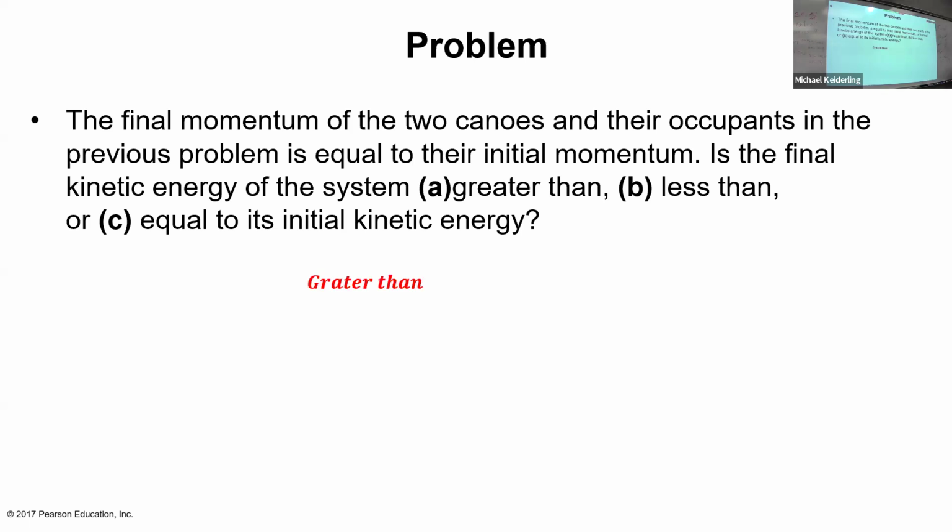It starts at 0, nothing's moving, and afterwards stuff is moving, so there is kinetic energy. So it goes from 0 to something. So it's greater than the initial kinetic energy. I can calculate it, but it's not worth it. So often in something like this, momentum may be conserved, but kinetic energy is not necessarily conserved.